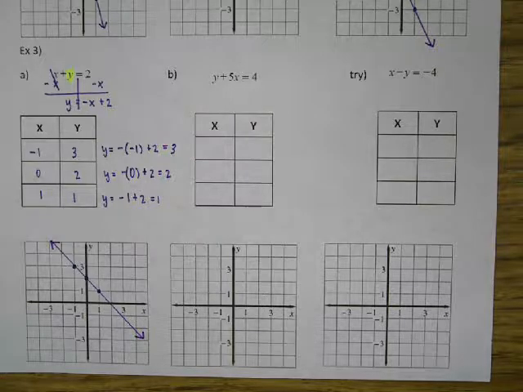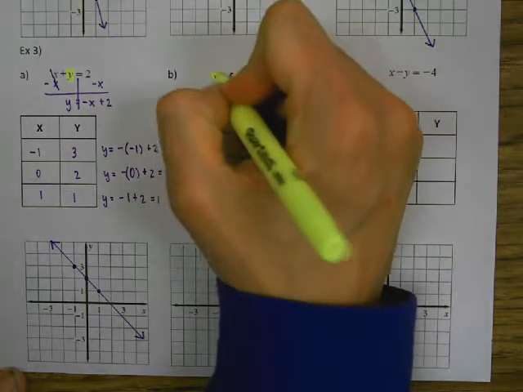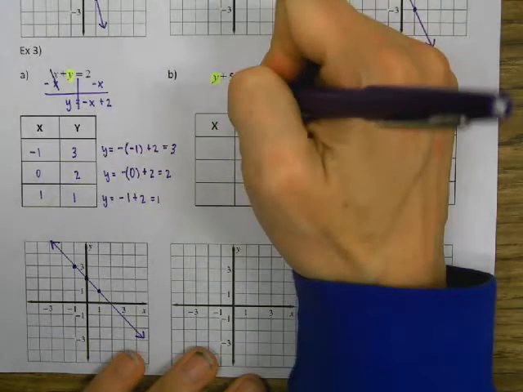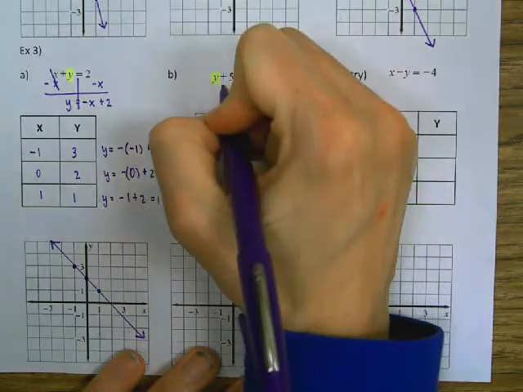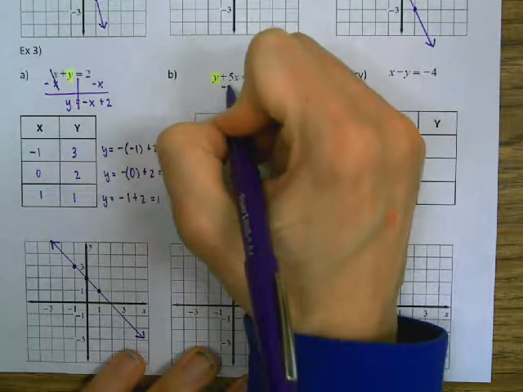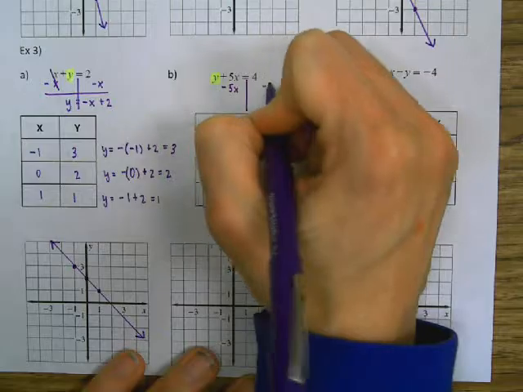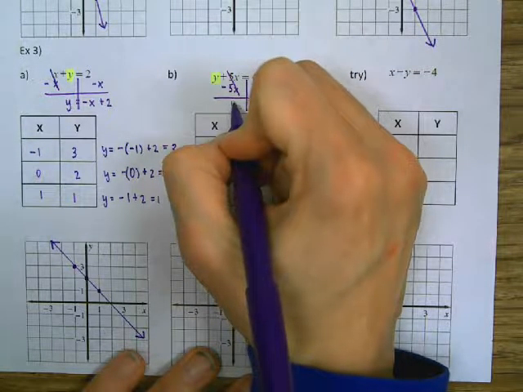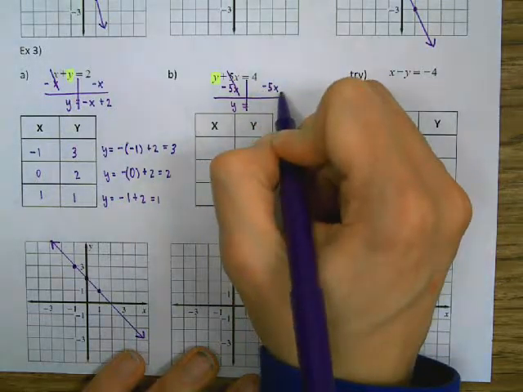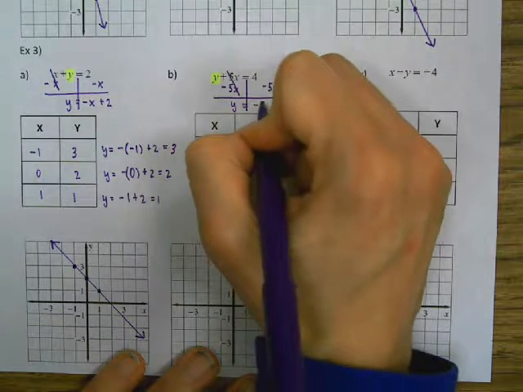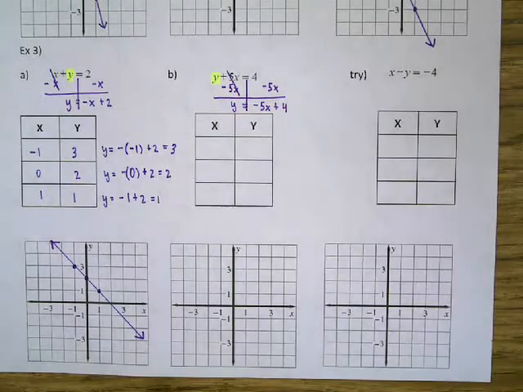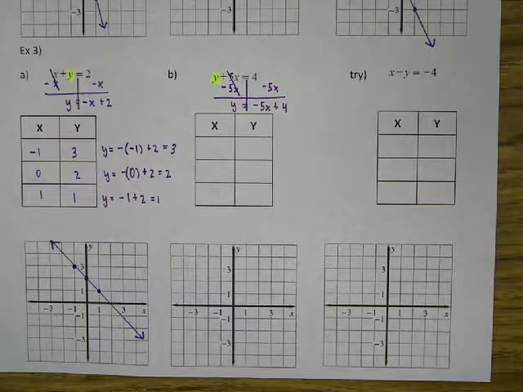Okay, so let's try another one. Again, remember my first step, my goal here was to have y by itself. So in order to do that, I need to move this 5x over. So since it's a positive, I'm going to do the opposite, and I'm going to subtract 5x. So now my 5x is gone, and I get y equals, I'm going to take my negative 5x, and then I bring down my positive 4. So that would be that equation in function form.